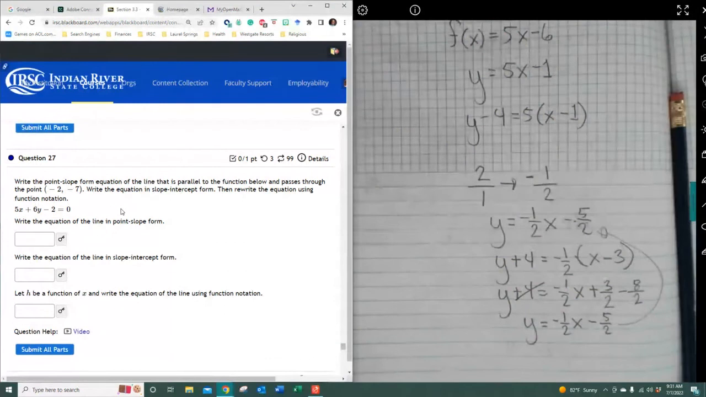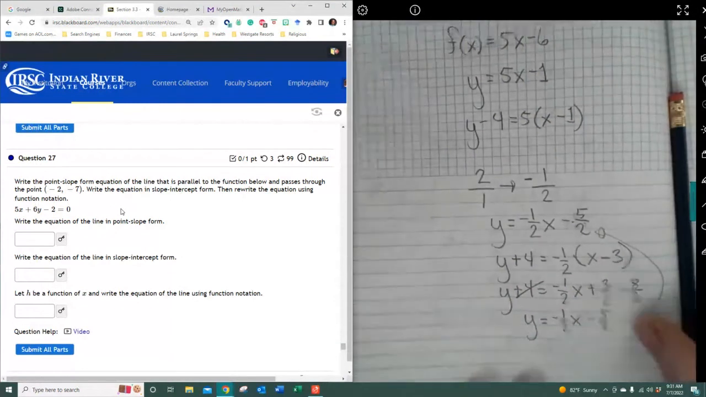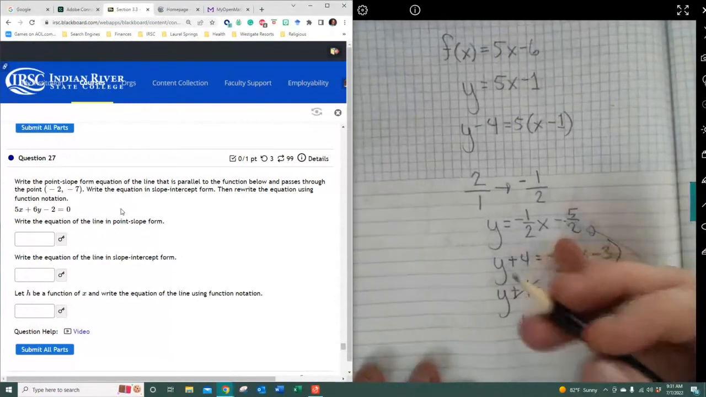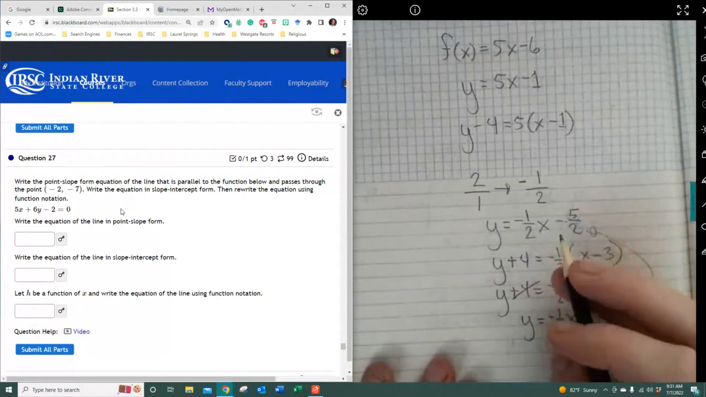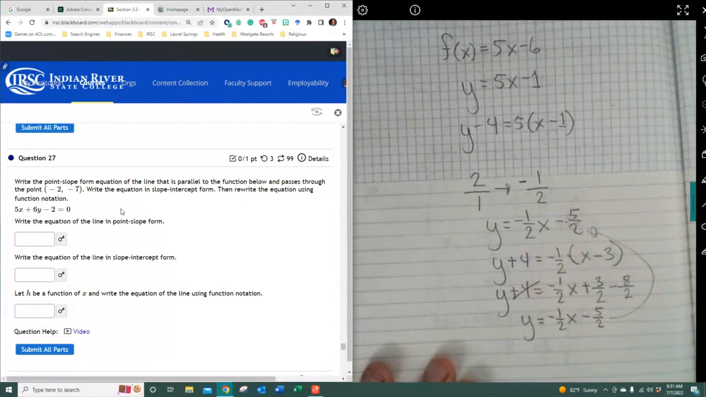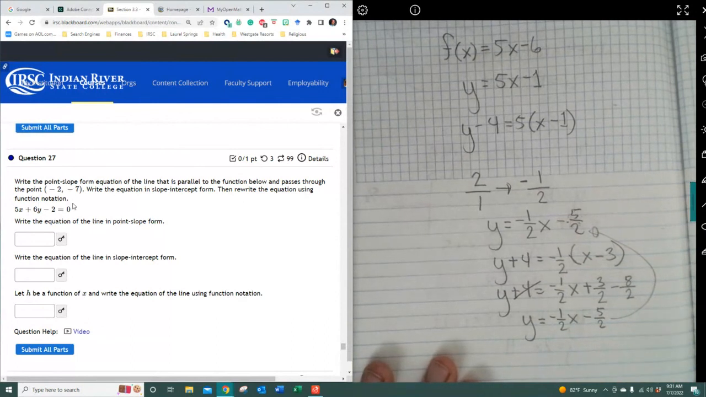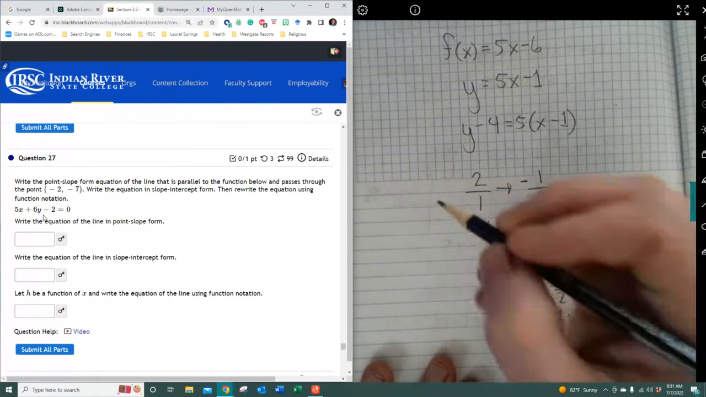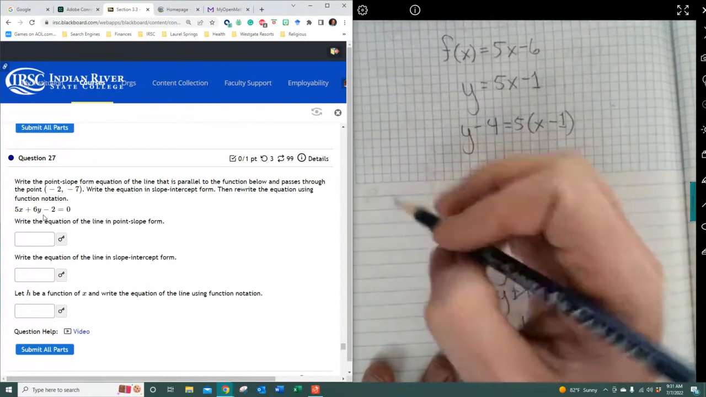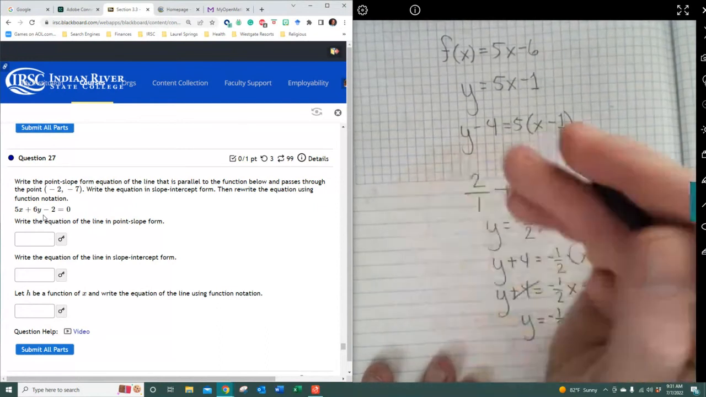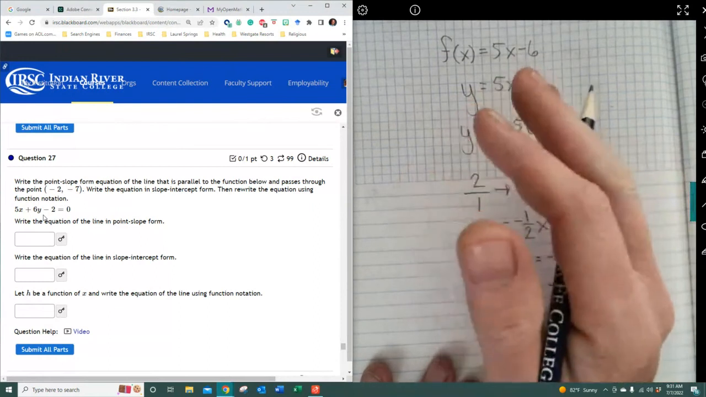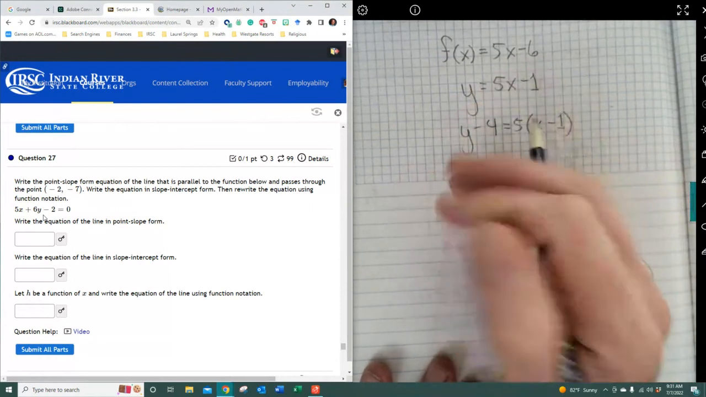All right, now, writing a parallel. Now, when they don't give you any graphs, you'll now know that it's right point slope form of equation of a line that's parallel to the function below. So the function below is right here, and passing through the point. Now, this is general form. Again, standard form where C is on the other side, but we don't care about the C. All we care about is the slope.